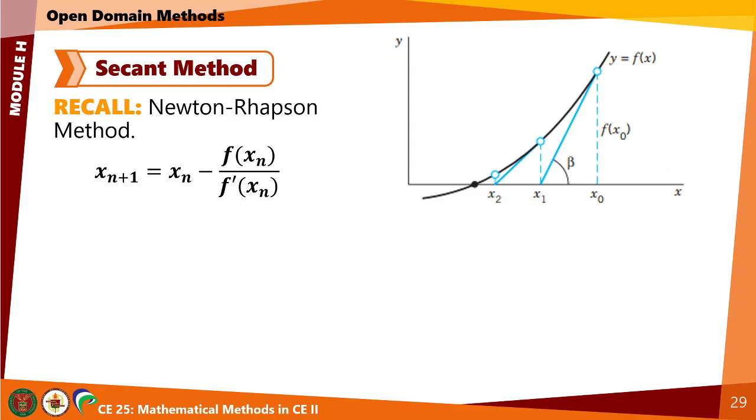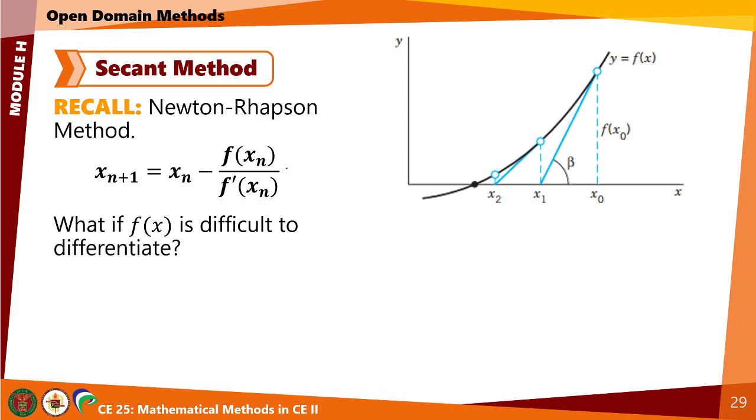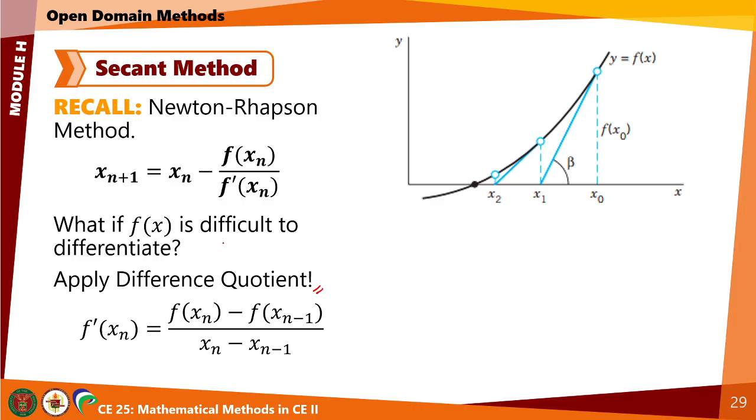Si secant method ay nanggaling din kay Newton-Raphson method. Pero nanggaling siya sa concept na paano kung mahirap i-differentiate si f of x such that hindi ako makakakuha ng expression ng ganun kadali for f prime of x. So, ang ginawa ng secant method is gumamit siya ng difference quotient to approximate f prime of x. So, to approximate f prime of x, gumamit siya ng y sub n minus y sub n minus 1 over x sub n minus x sub n minus 1. So, equation of a slope pa rin ito. Formula for the slope pa rin ito.